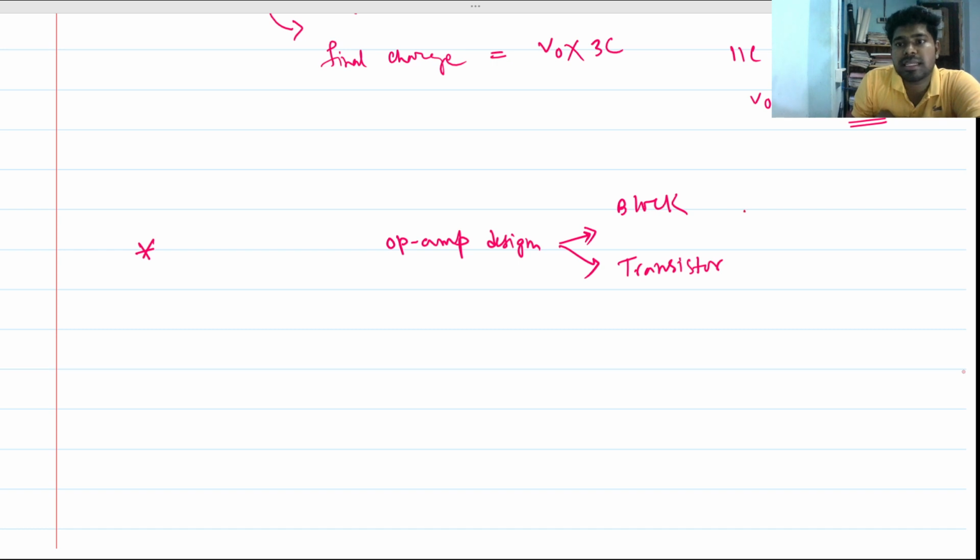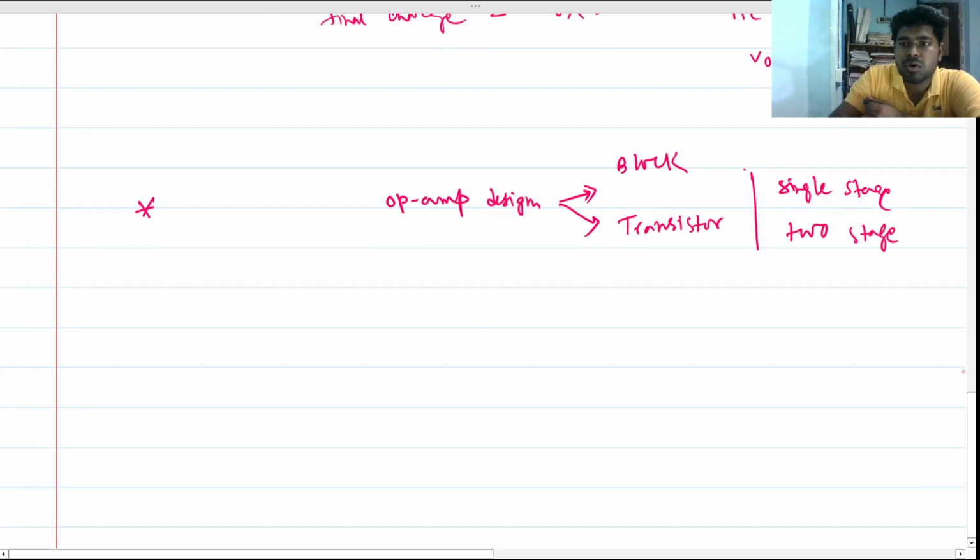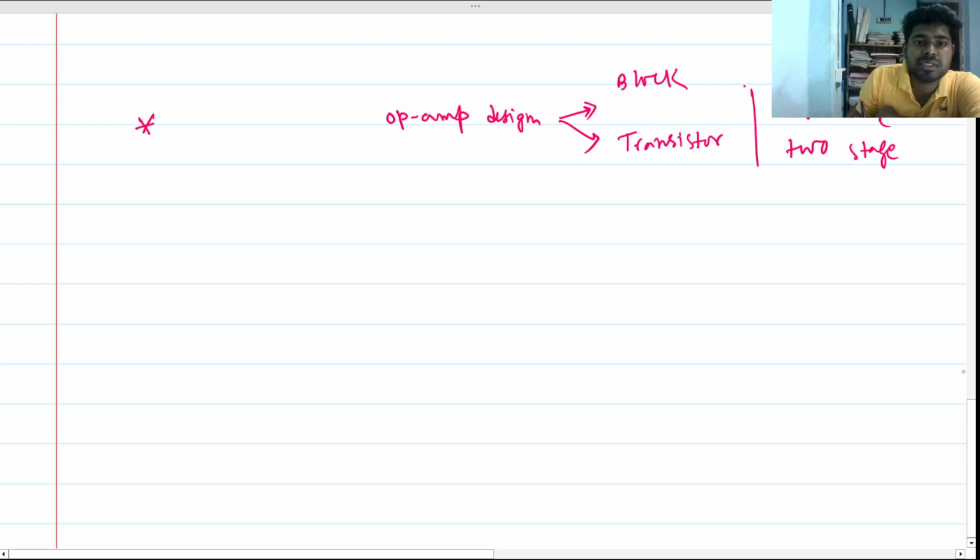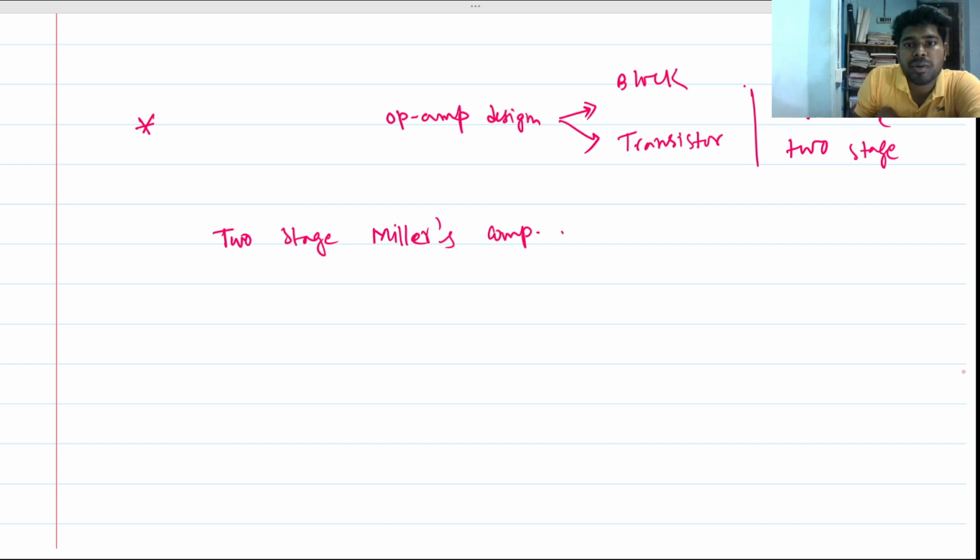So both single stage and two stage. Okay, two stage. Then sir asked me to draw the block level diagram of a two stage Miller compensation op-amp. So I drew the following picture.